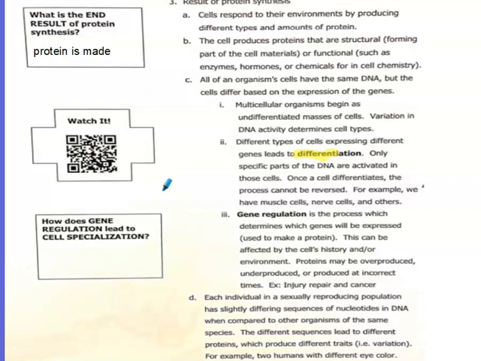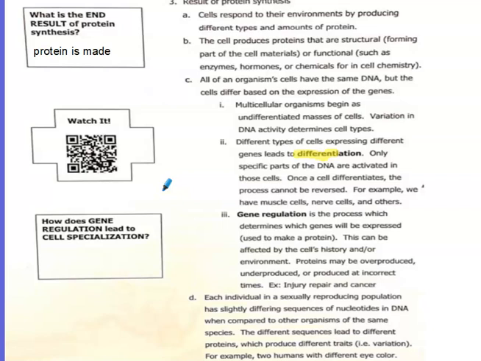Every individual in a sexually reproducing population has a slightly different sequence of nucleotides, meaning a different order of the A's, T's, C's, and G's. And that's what leads to the different proteins. That produces different traits, which we call variation. So for example, we have different eye colors, skin colors, heights. All of that is because our base sequence, that order of letters, is different.